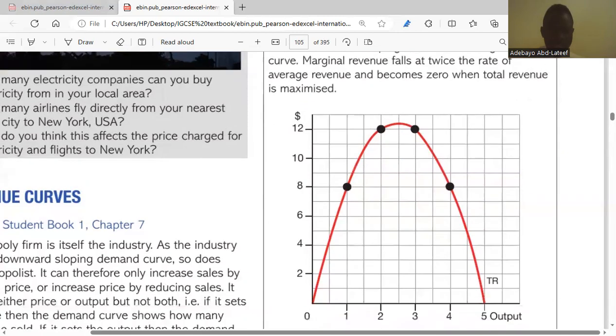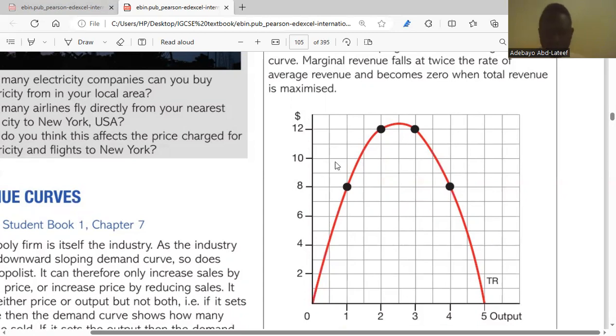As long as a monopolist faces a downward sloping demand curve, the total revenue will fall. As soon as the total revenue is falling, the marginal revenue will fall at twice the rate. And the marginal revenue will be at zero when the total revenue is maximized. So look at the graph here. You get to know it better now.